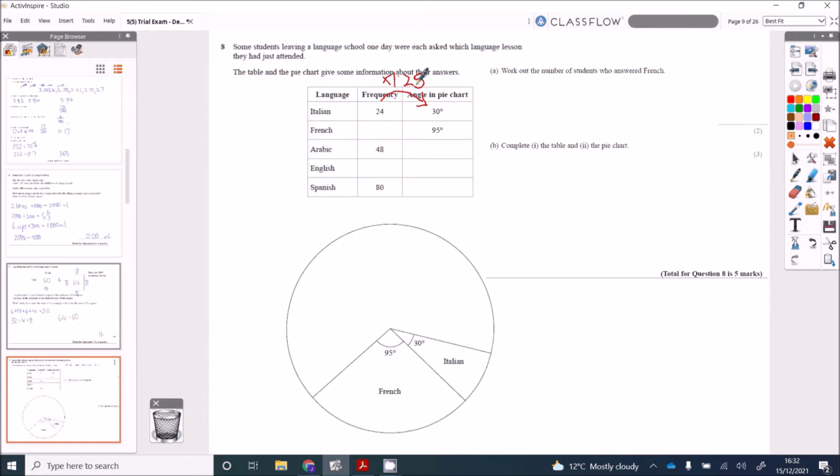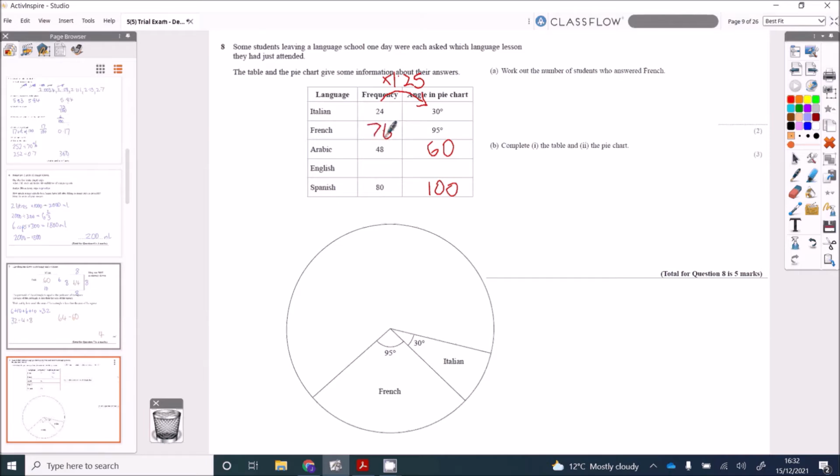So Arabic, do 48 times 1.25, and we get 60. Spanish, do 80 times 1.25, and we get 100. Now for French, we're going the other way. So going right to left, we're going to have to divide by 1.25. 95 divided by 1.25 is 76.